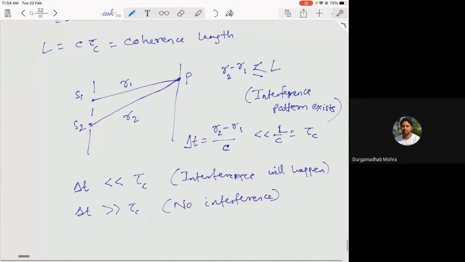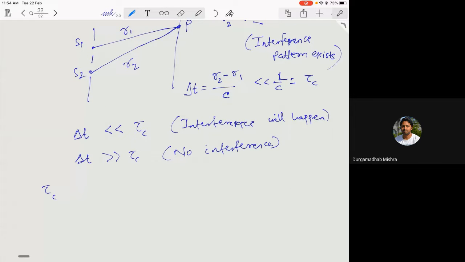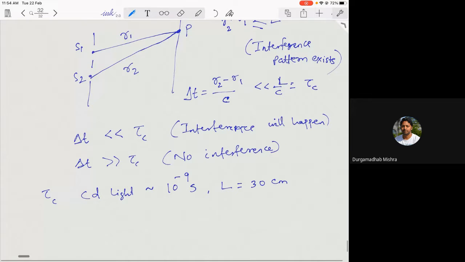So what is the typical value of this coherence time tau? If you take a cadmium light or a sodium light, for example, it is about 10 to the power minus 9 second, which gives rise to an L of about 30 centimeter. Okay, so if the path difference is more than 30 centimeter, then you will not observe any interference pattern if you are using a cadmium light.